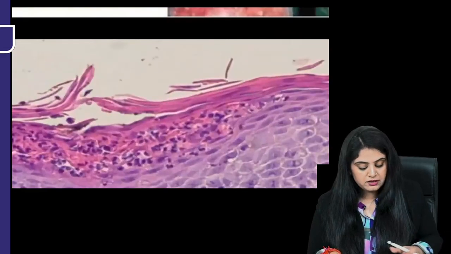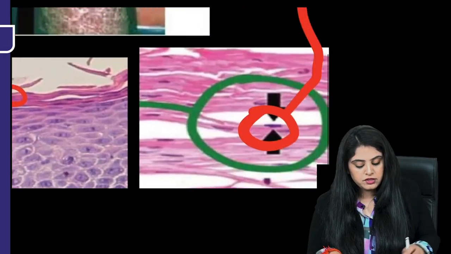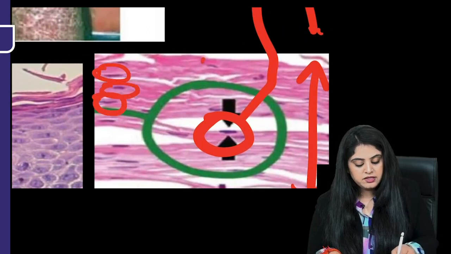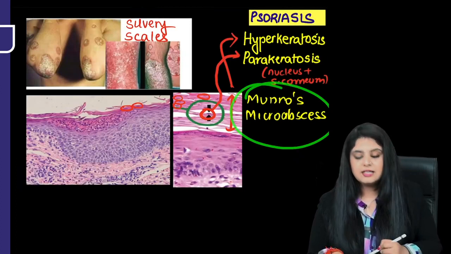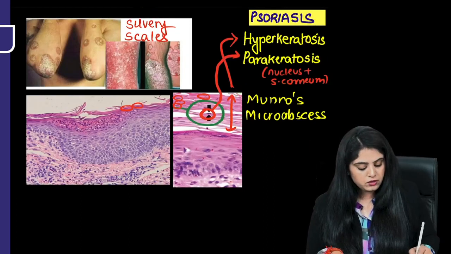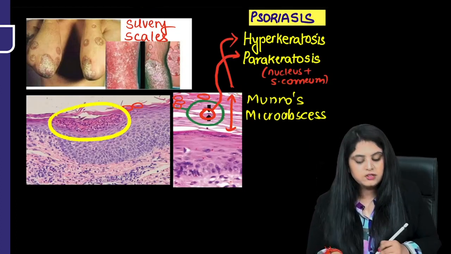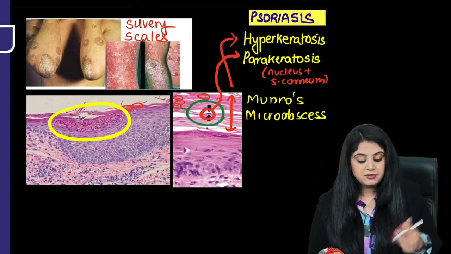So yes, I can see an element of parakeratosis also. If you want, you can zoom in and see all throughout the topmost layer, you're seeing a lot of nuclei. All of these indicate parakeratosis. Finally, we see the most essential thing, Munro's microabscess. Munro's microabscess is nothing but a collection of neutrophils in the epidermis. So that abscess thing comes.